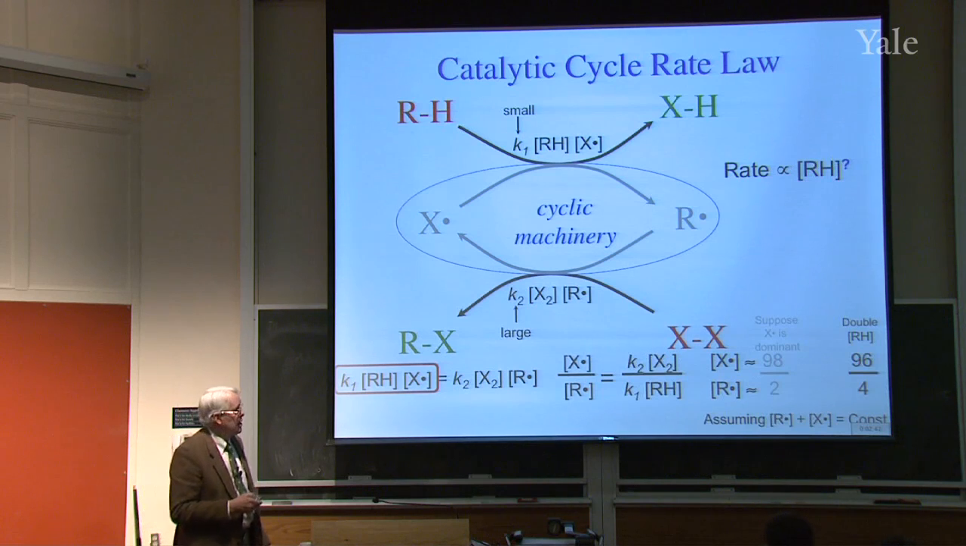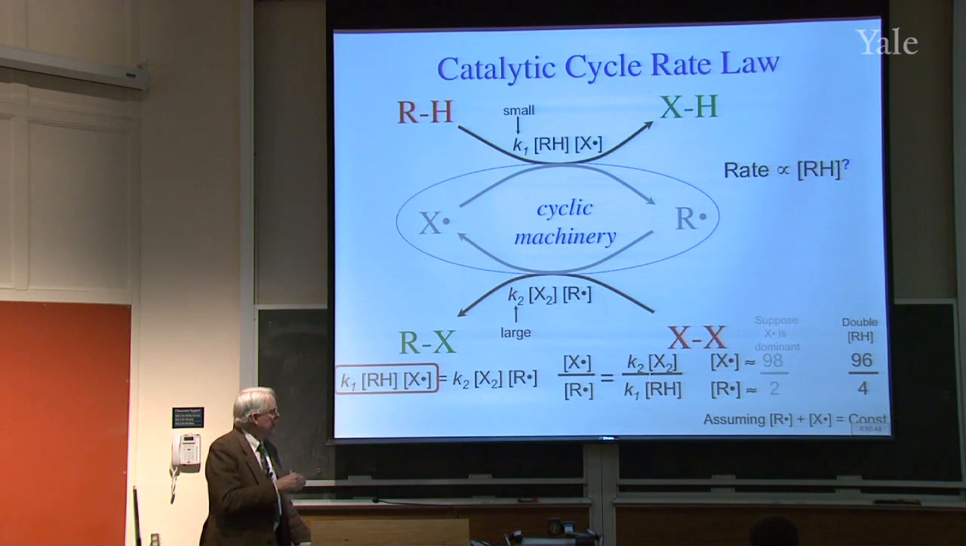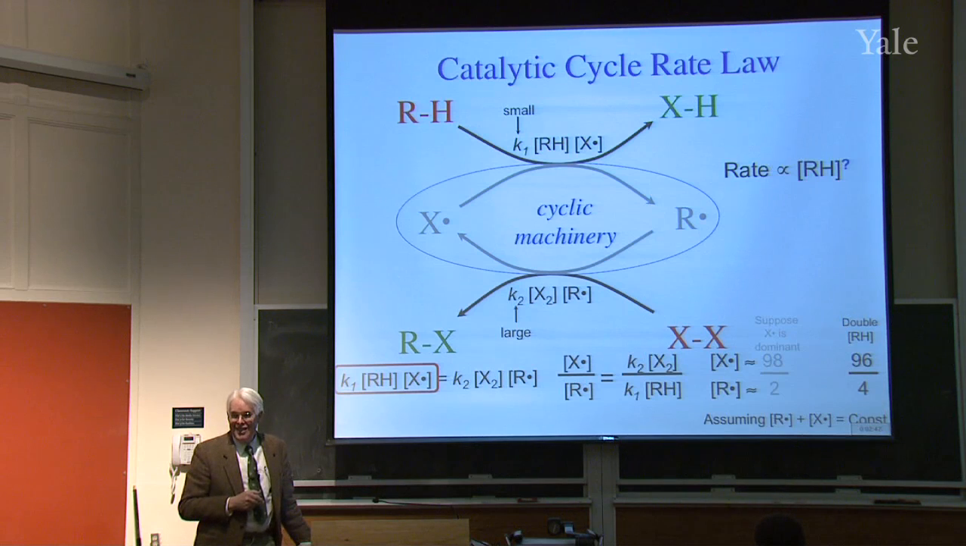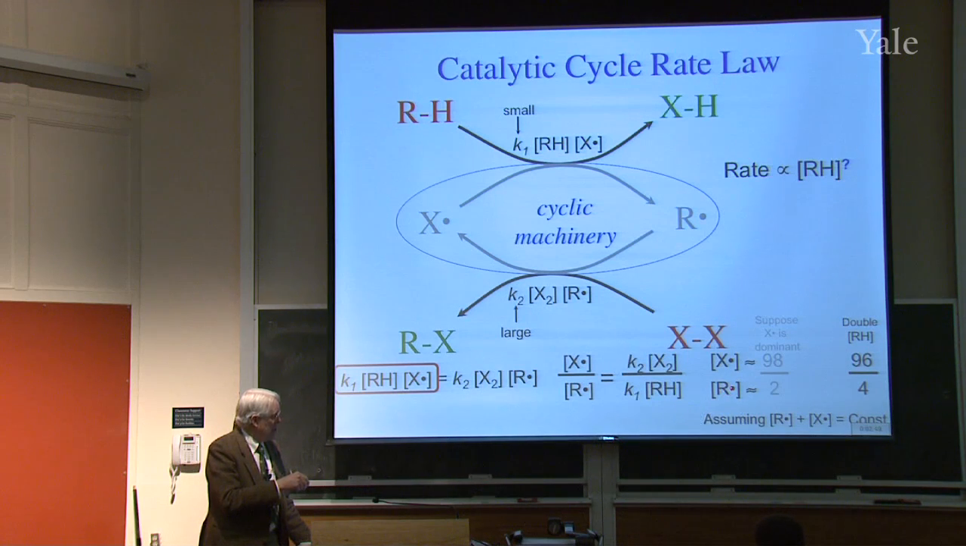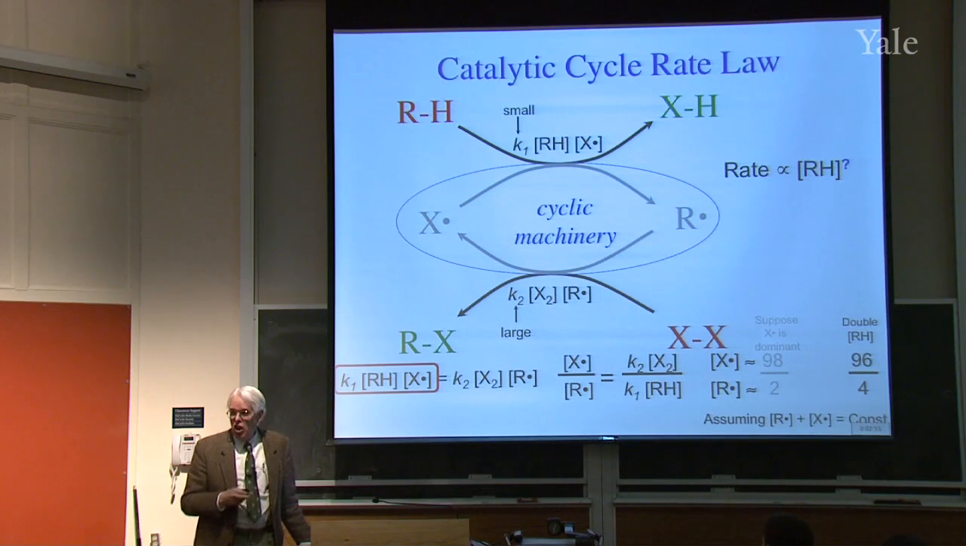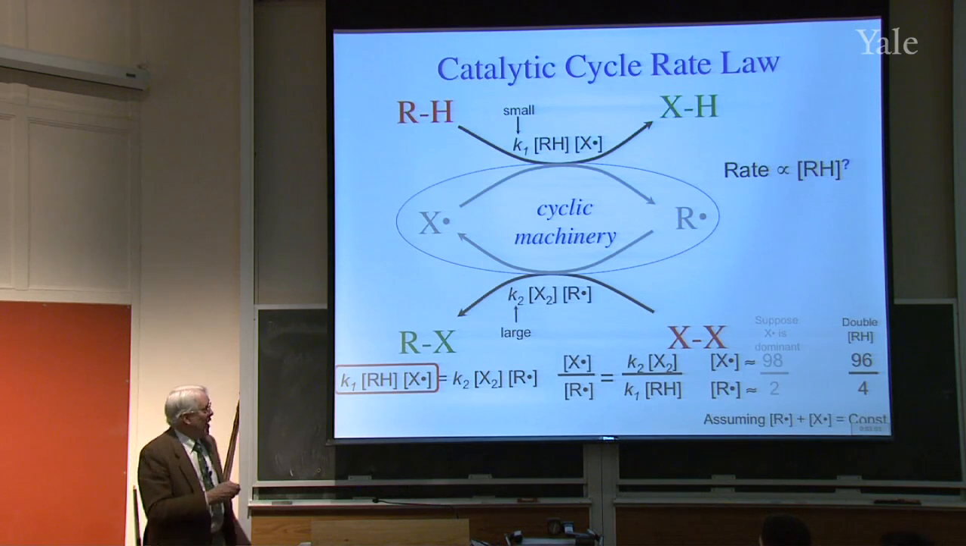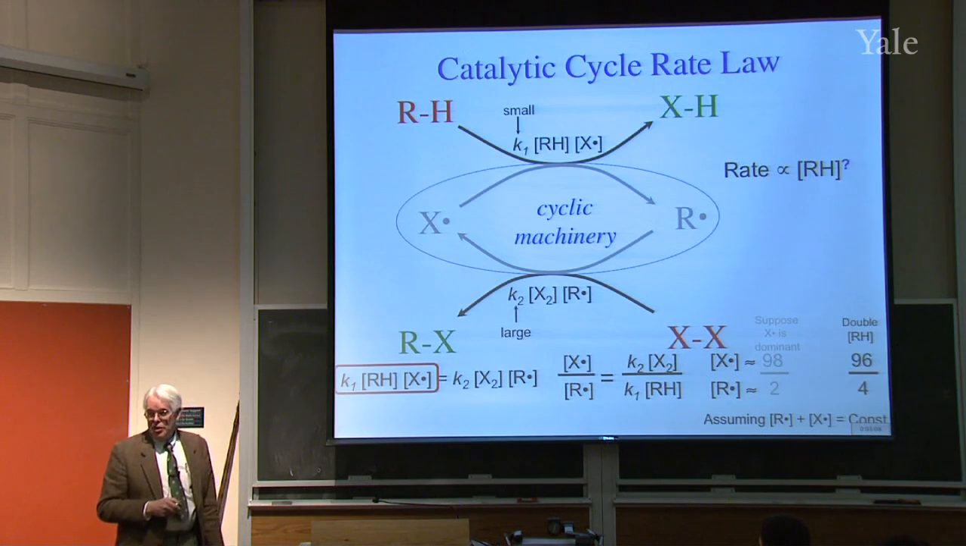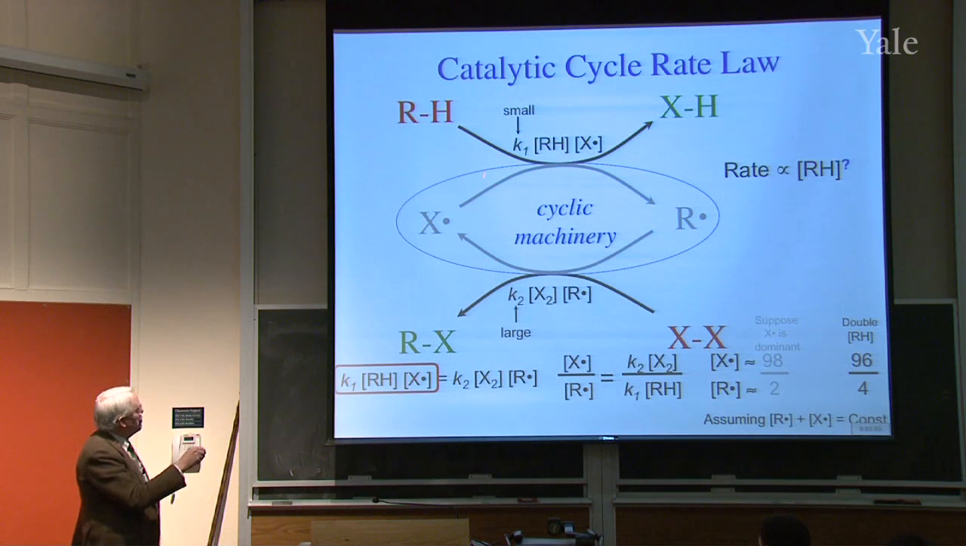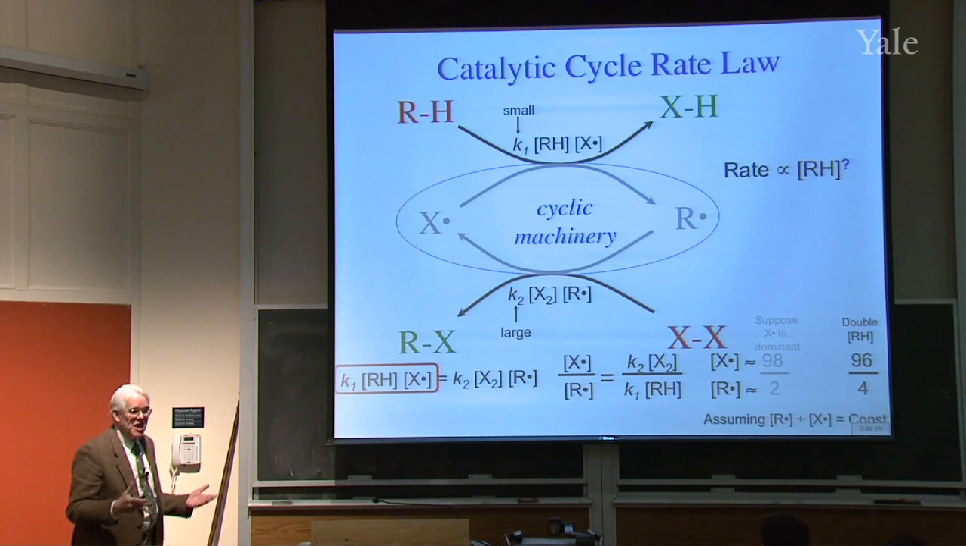Okay? But now, how much did that change the concentration of x dot? Notice it doubled the concentration of r dot. But it hardly changed the concentration of x dot at all in relative terms. Just went to 96 from 98, right? So x dot is still the same concentration, right? So the rate at which you go through here, which is the same as the rate you go through here, is now the same here. This one has been doubled, and this one is practically the same. It's 96 instead of 98. So what happened to the rate, approximately?